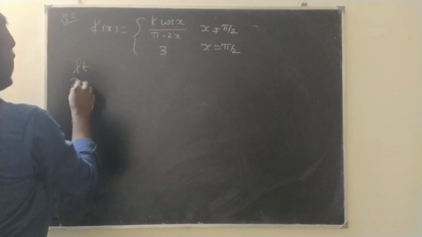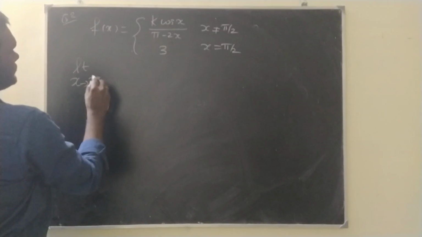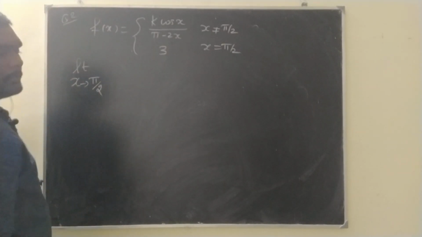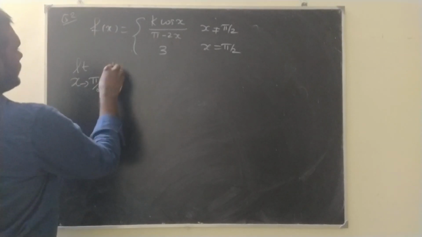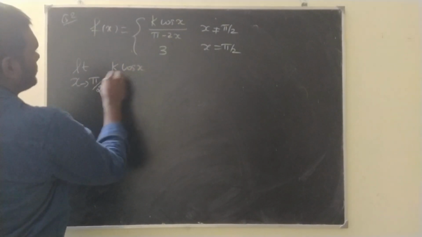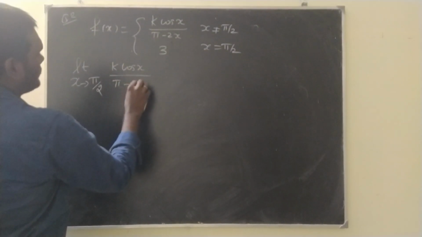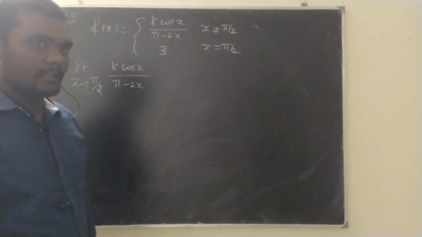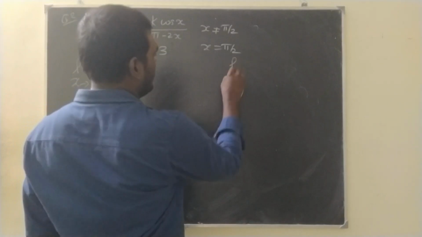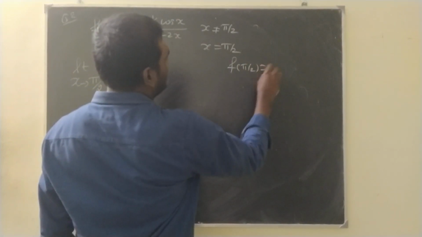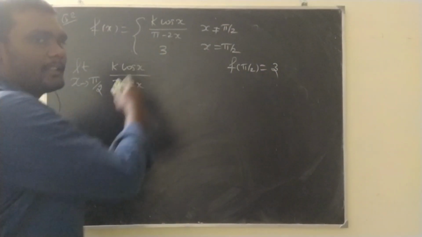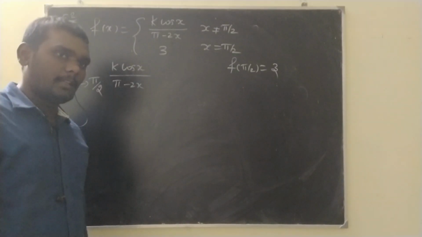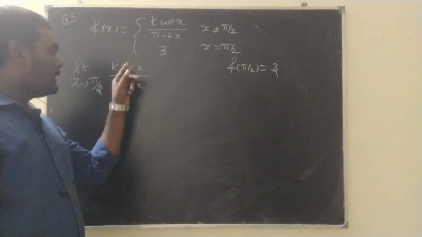Limit x tends to what? Pi by 2, k cos x by pi minus 2x. Is that equal to f of pi by 2 or not, we will check. That we will keep here: f of pi by 2 equals 3. Whether this comes to 3 or not, we will check. Okay, how can this be evaluated?